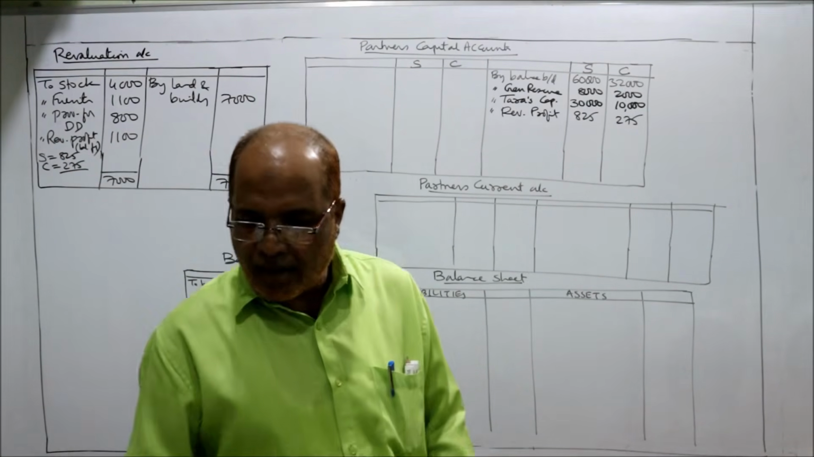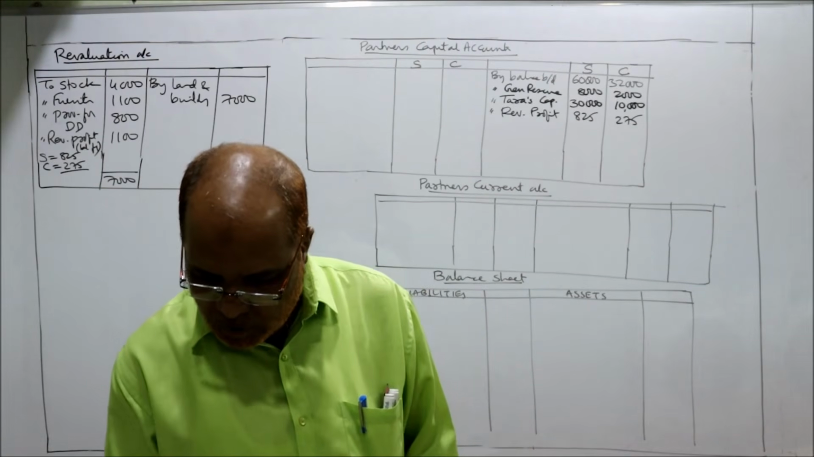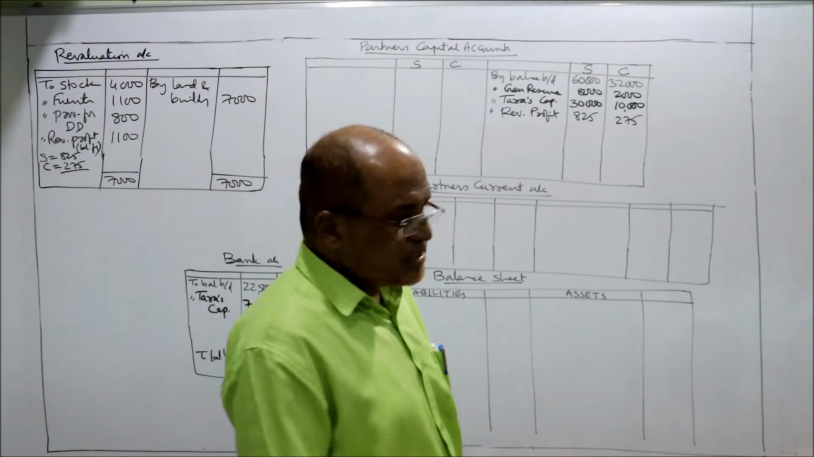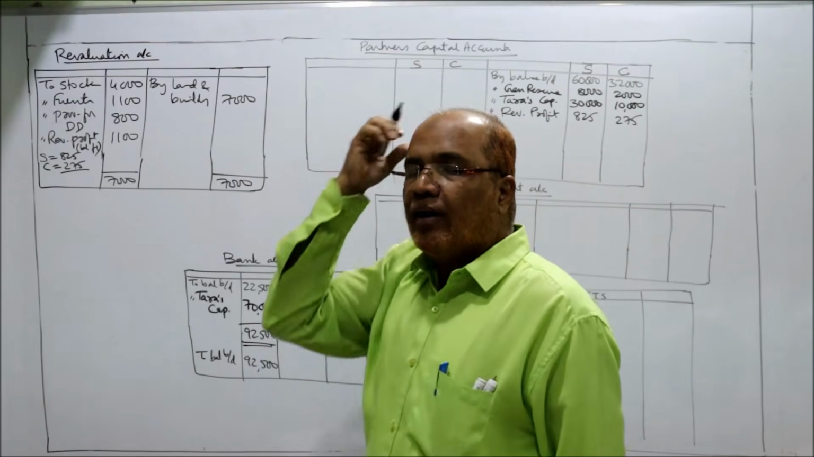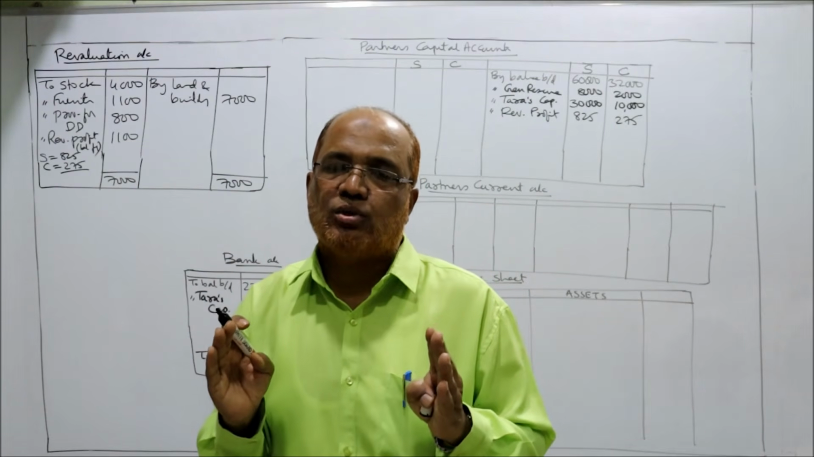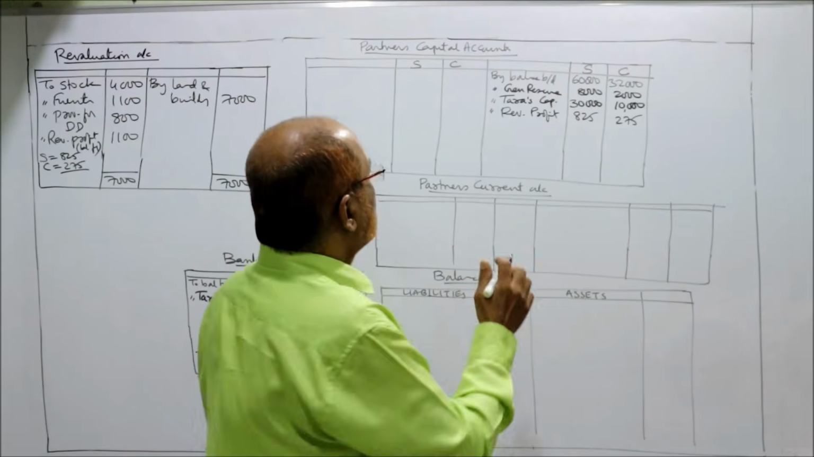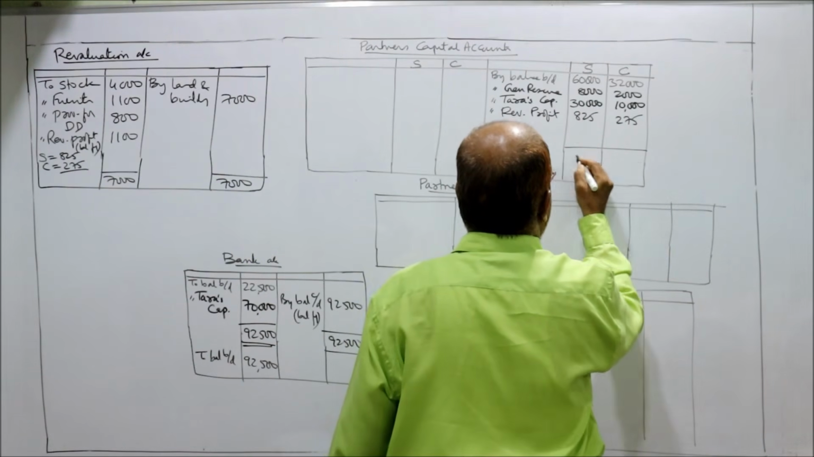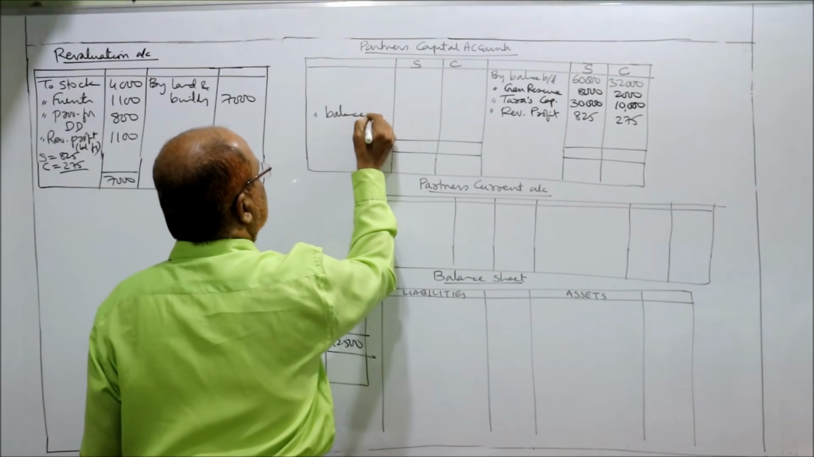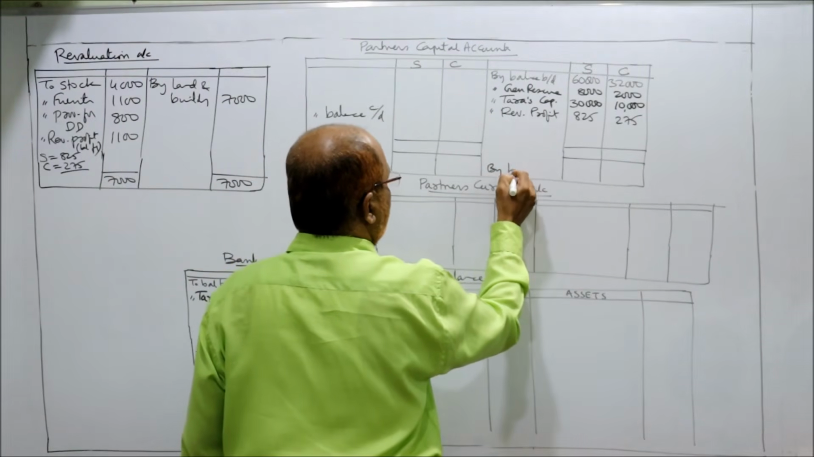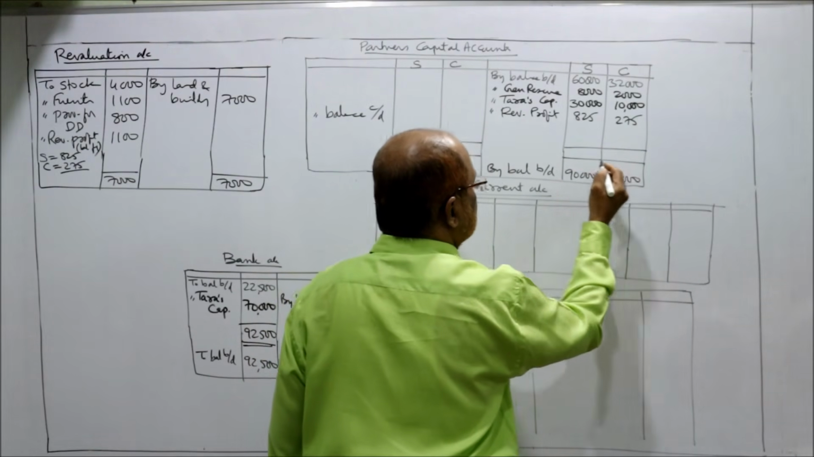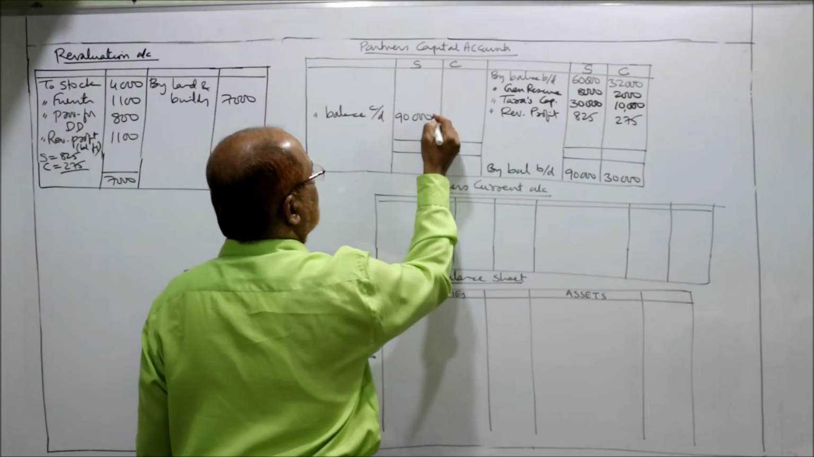Now we'll come to the account of Surya and Chandra. What is the total? We'll see. According to the new profit sharing ratio, the capital of the partners should be 90,000 Surya and 30,000 Chandra. So to balance carried down, by balance brought down. 90,000 should be the capital of Surya and 30,000 should be the capital of Chandra.